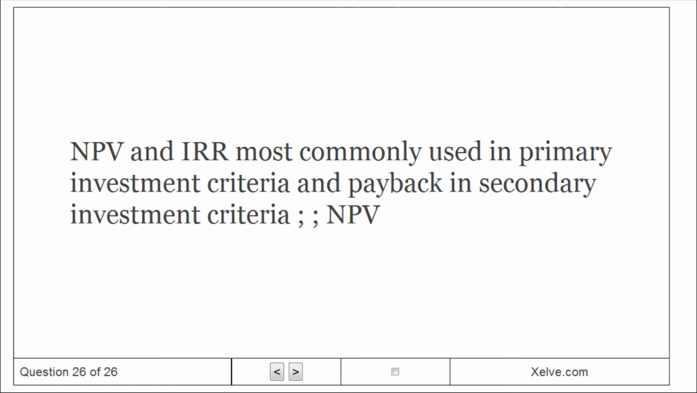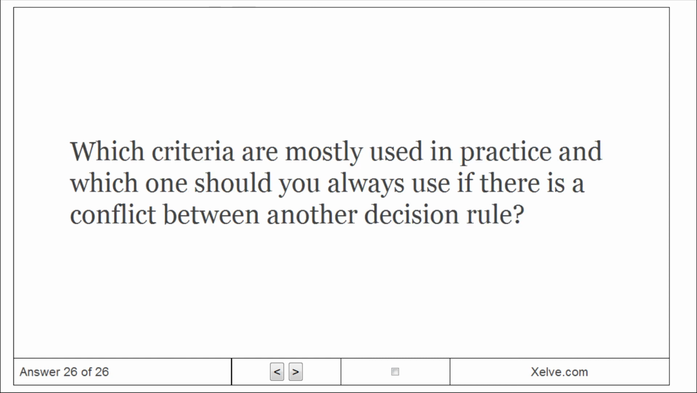NPV and IRR are most commonly used as primary investment criteria, and payback as a secondary investment criterion. NPV. Which criteria are mostly used in practice, and which one should you always use if there is a conflict between another decision rule?